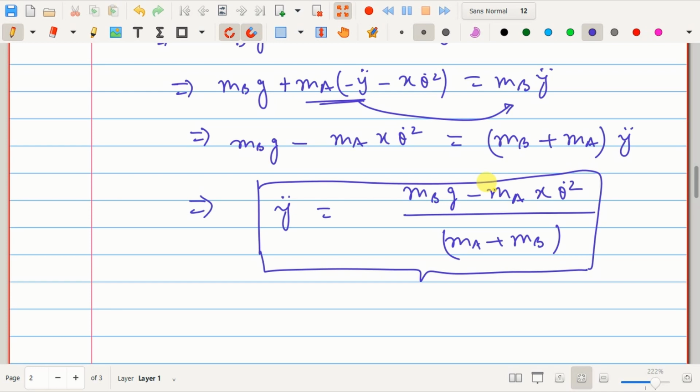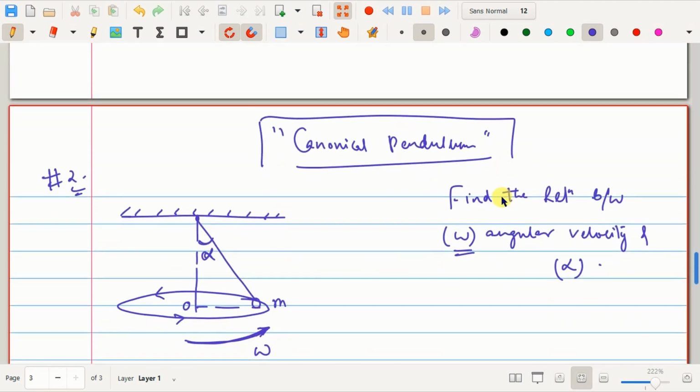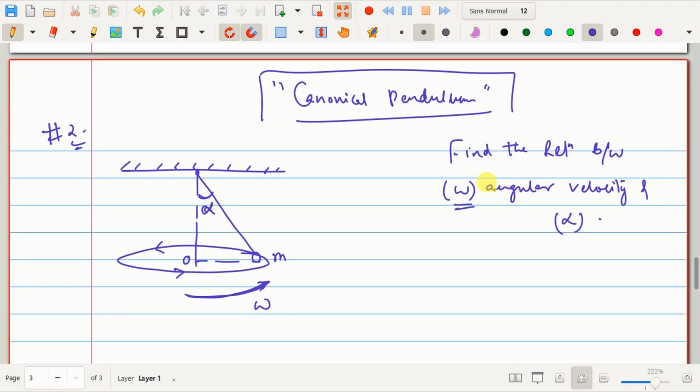Well, you can analyze so many things. This theta dot is nothing but omega, the angular velocity, and from there we have easily found the vertical acceleration of the system. And let us come to our canonical pendulum problem.